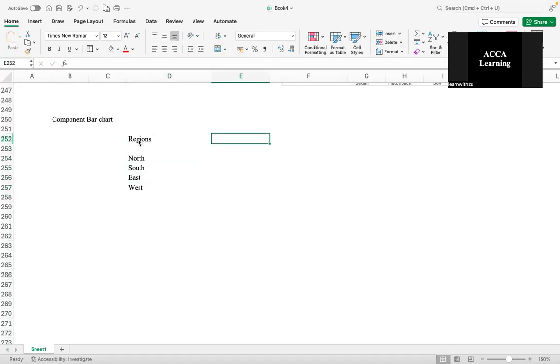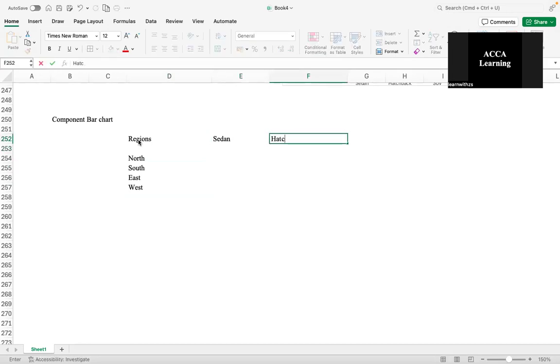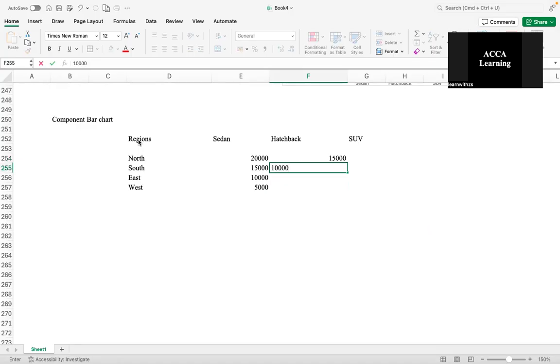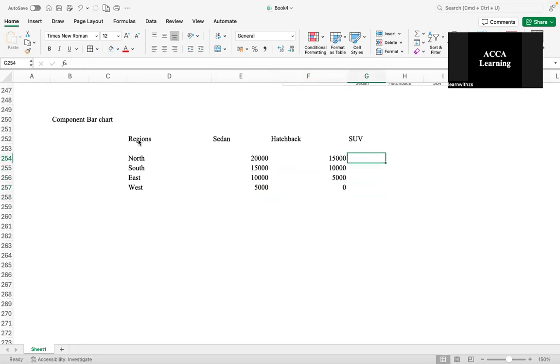And then we could talk about cars, which would be sedan, hatchback, and you could have your SUV in place, right? Let's put some numbers down. For sedan, you could do 20,000, 15,000, 10,000, and 5,000 here. Then for hatchback, you could take $15,000, $10,000 sales, $5,000 sales. Let's keep zero over here. SUV, you could take 10,000, 5,000, and put a zero here and here.